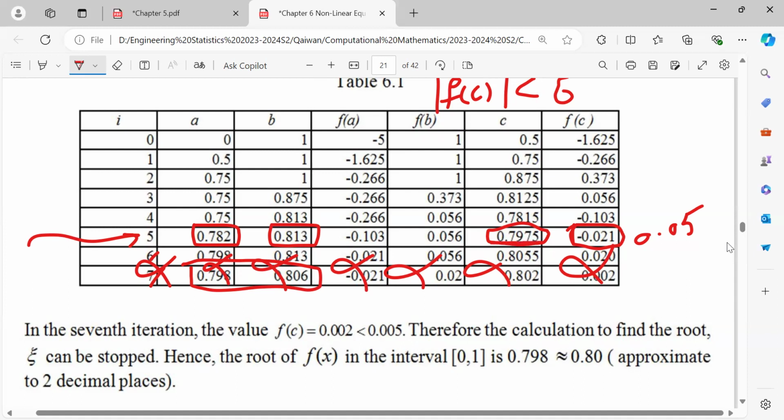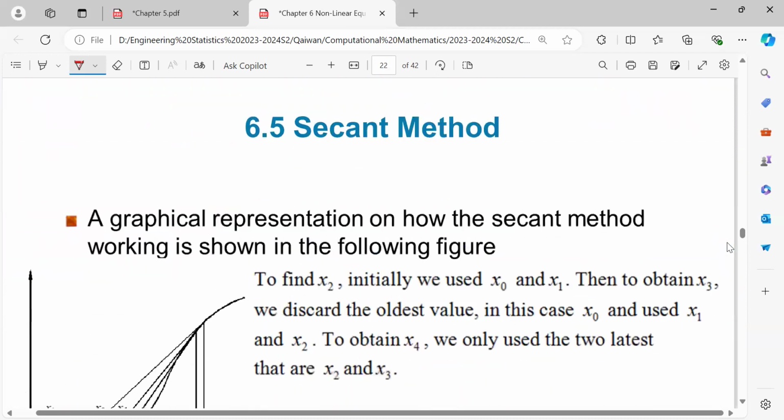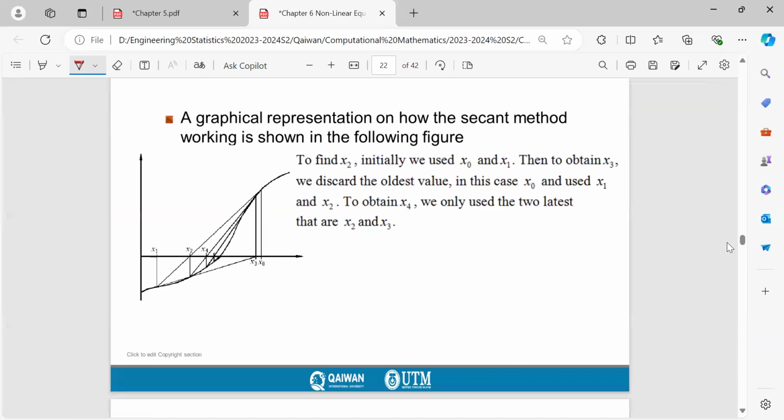Here, 0.79775 is the approximate solution for the given equation in the given interval. But here, look, this one is taken actually. Sorry, this is the C value in the previous one. It's 0.798. So that is the approximate solution for the given equation.